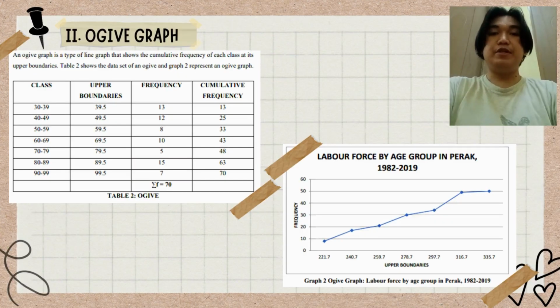For the second graph, we choose to do an ogive and still use the same data in this table. We have class, upper class boundary, frequency, and cumulative frequency. For the upper class boundary, we need to add 0.05. To find the cumulative frequency, we add up the frequencies. For example, 13 plus 12 is 25, and 25 plus 8 gives 33 as the cumulative frequency. So this is the ogive graph for the labor force by age group in Perak that our group has made.